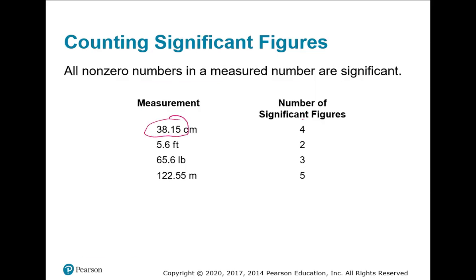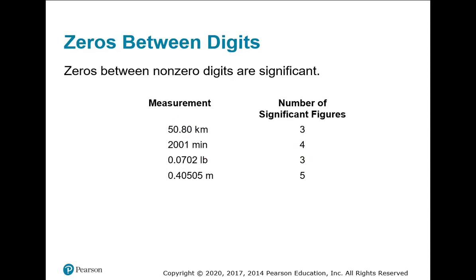3815, those are all non-zeros, 4 significant figures. 2 significant figures. 3 significant figures. Count all those, that would be 5 significant figures. Again, when they're non-zero numbers, we count them all. These ones get a little bit trickier. 50.80, that 0 is sandwiched, it is important. This 0 is to the right of the decimal, it is important. We count all of them.